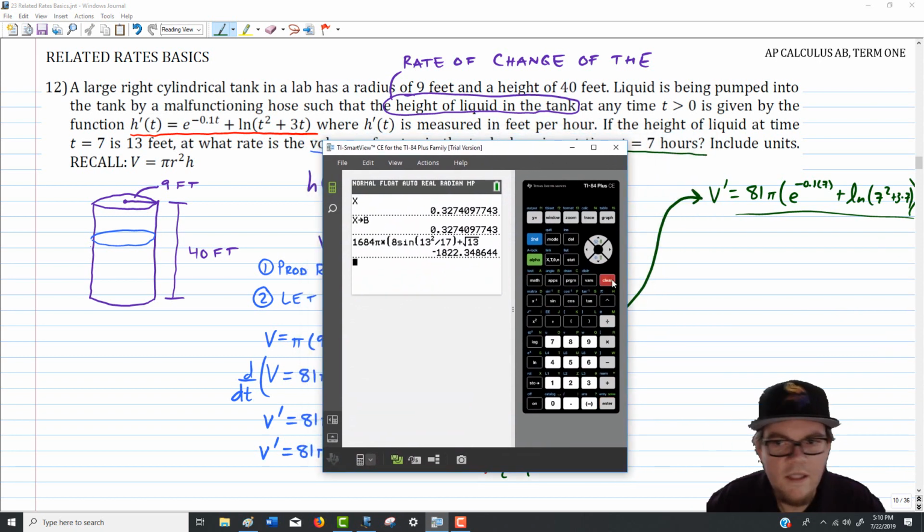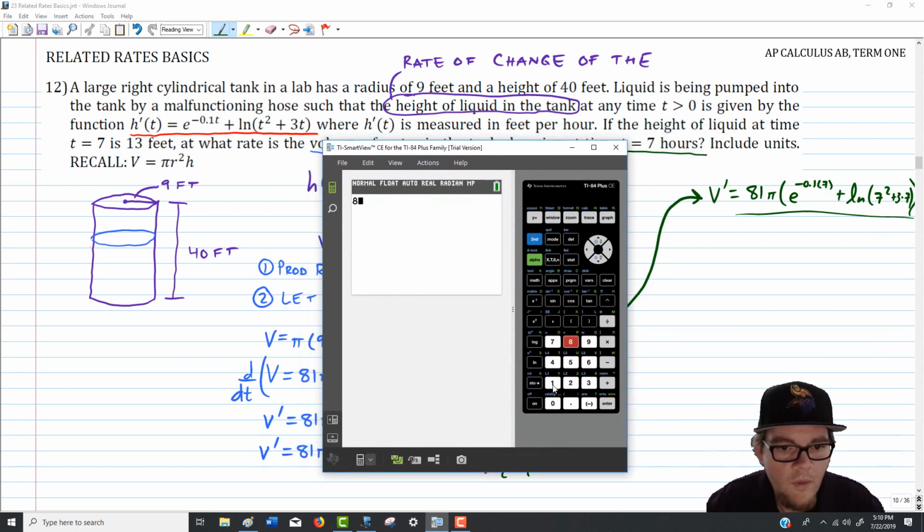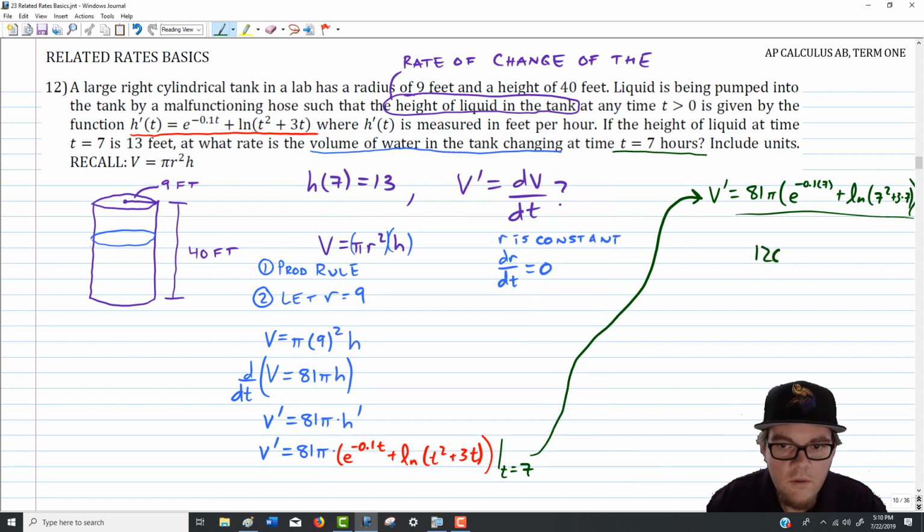I don't know if every other calculator has e and ln buttons, so maybe a scientific would be okay too. So 81 pi times, let's put it in parentheses to make sure we don't mess anything up, e to the negative 0.1 times 7. It'll be then plus the natural log of 7 squared plus 3 times 7. And pressing enter, we end up getting our volume's rate of change. So dV dt is 1207.476. So that's going to be our dV dt, or V prime.